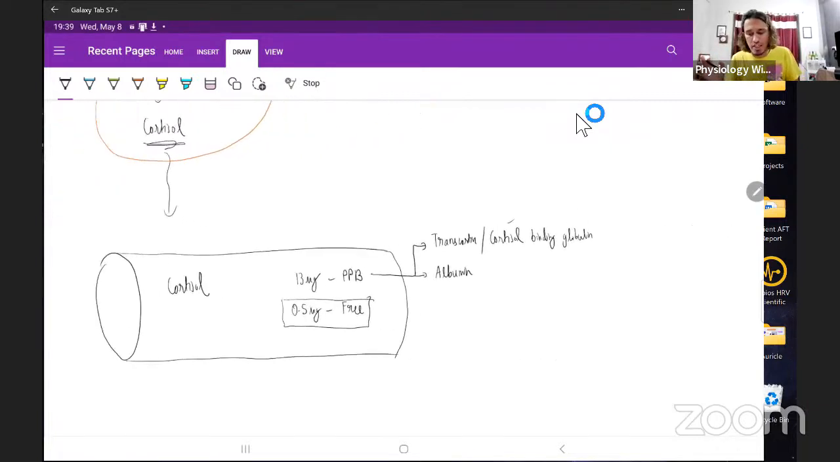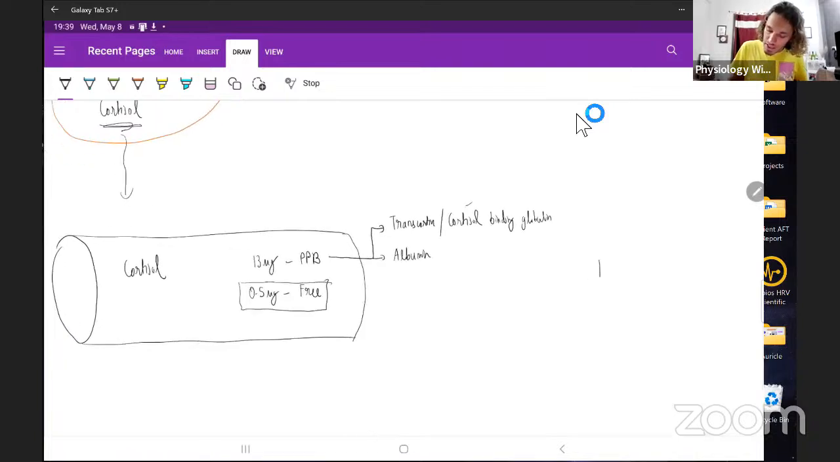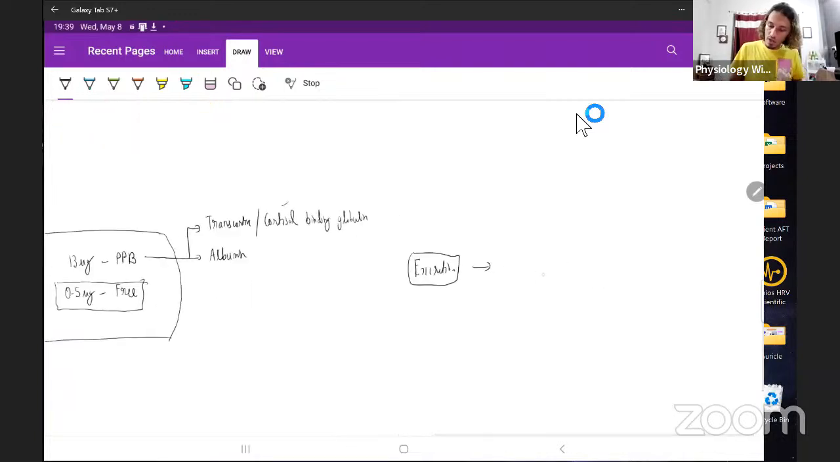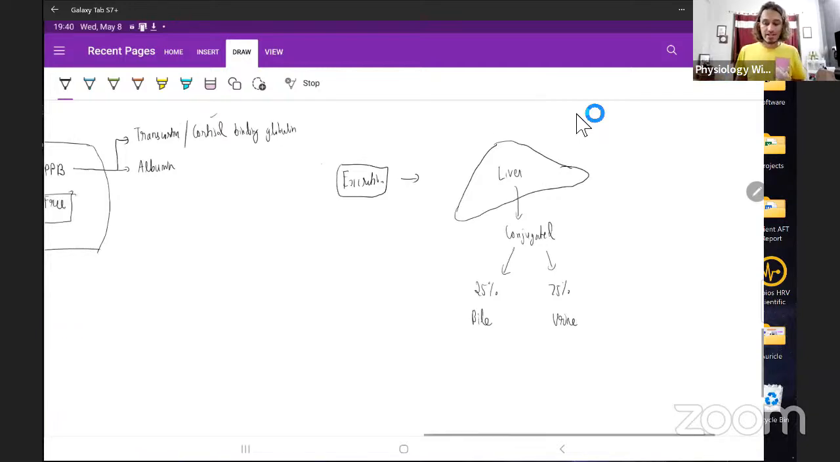Now, when you talk about excretion, again, this is not water soluble. It has to go through the liver. Water soluble ones go through the kidney. So how does the excretion take place? It goes to your liver, where conjugation is going to happen. In your liver, this gets conjugated. Out of that, 25% is excreted in your bile. 75% goes out after conjugation in your urine. That is how it is finally excreted.